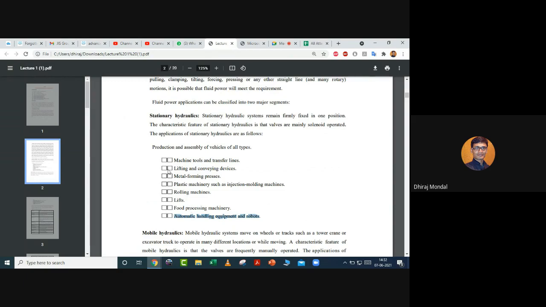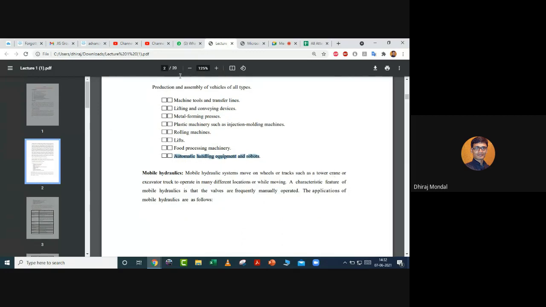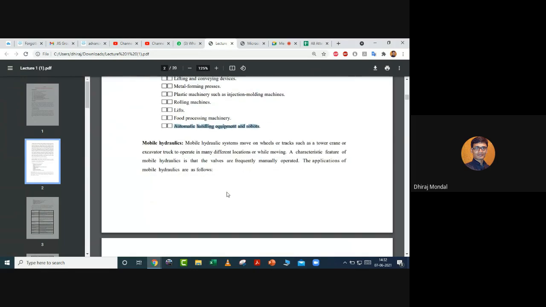Here the stationary hydraulics means that with the help of this fluid, we are using it in these particular machines. Next is the mobile hydraulics. Mobile hydraulic systems move on a wheel or truck, such as a tower crane or excavator truck, or operate in many different locations or while moving. A characteristic feature of mobile hydraulics is that the valves are frequently manually operated, and the applications of mobile hydraulics are as follows.